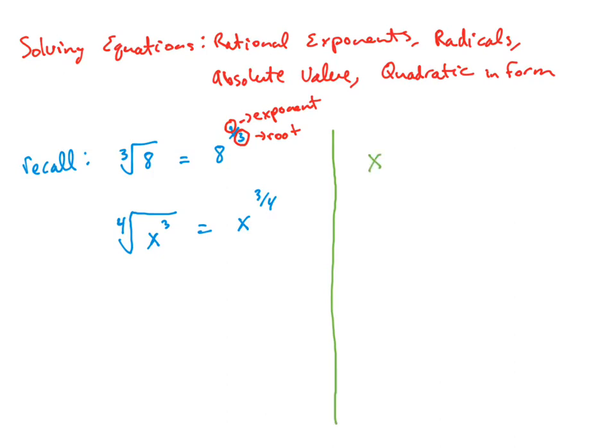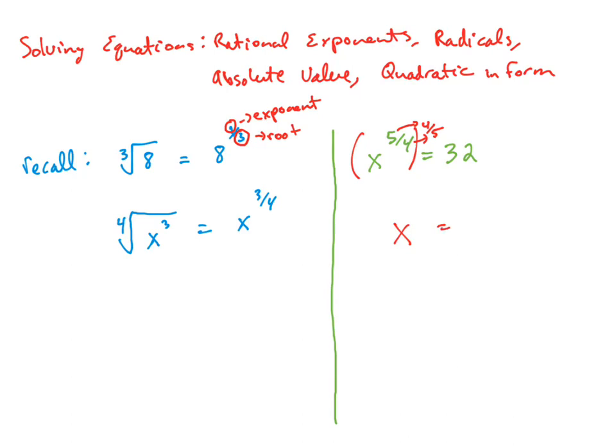So suppose we have x to the 5/4 equal to 32. What we want to do is undo this rational exponent. To do that, we raise both sides to the reciprocal of that exponent. So if we raise both sides to the 4/5, we multiply the exponents, the numerator and the denominator together, and we get x to the 20/20, which is just x to the 1st power.